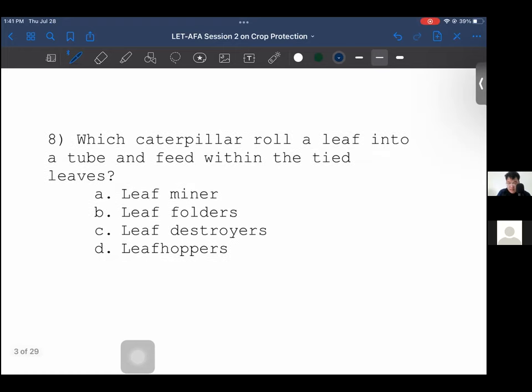Ayan. Here. Which caterpillar rolls a leaf into a tube and feeds within the tied leaves? So A, leaf miner. B, leaf folder. C, leaf destroyers. Or letter D, leaf hoppers.